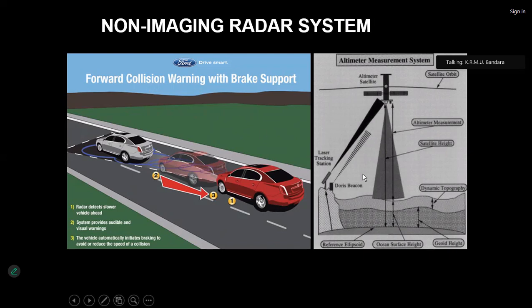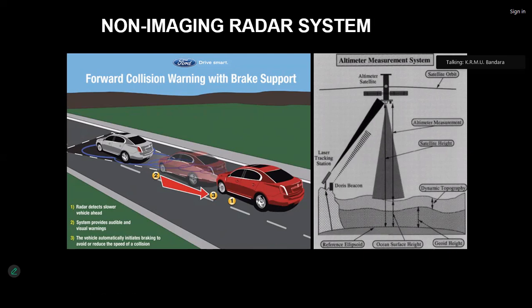This is finding out the ocean surface height. Because of the tides in the sea there are waves, therefore you can find out the difference in the tides. Accordingly, the surface current and different kinds of things you can get from this kind of sensor. This is the altimeter measurement system. Okay, these are the four applications of the non-imaging radar system.